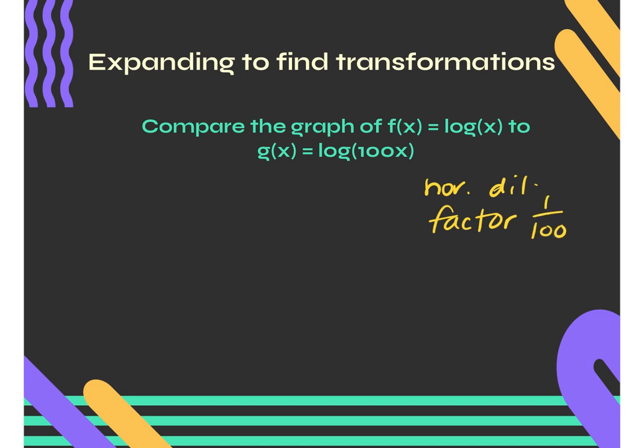Now, if it said expand and then describe the translation, my log of 100 times x becomes log of 100 plus log of x. Log of 100 becomes what? 2 plus log of x. Now, what's that translation? Vertical shift up 2.